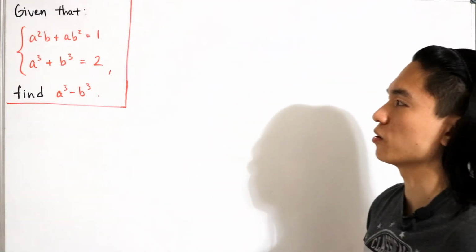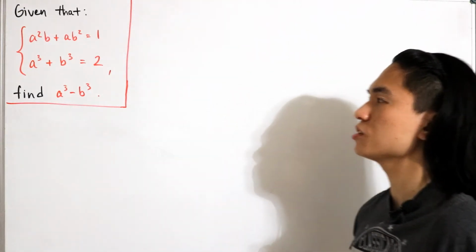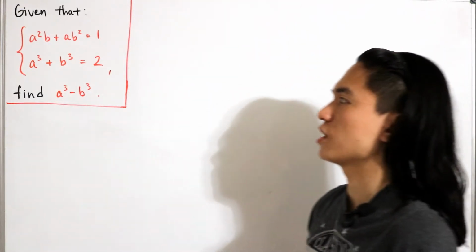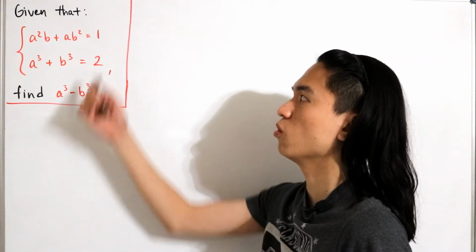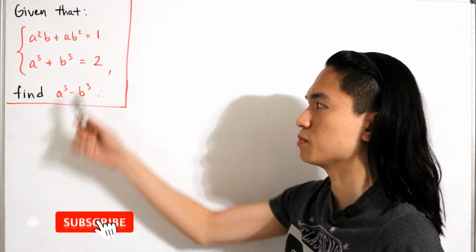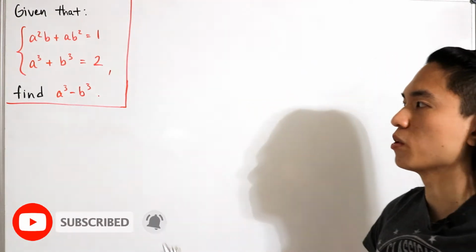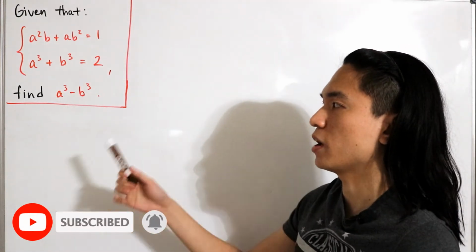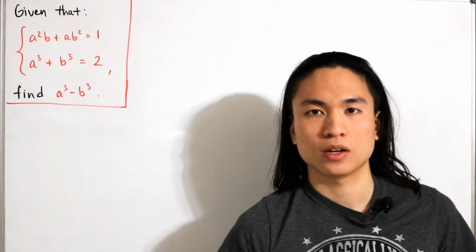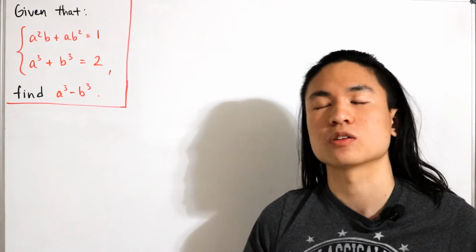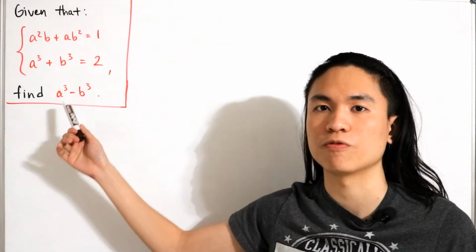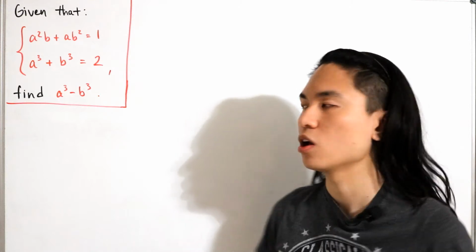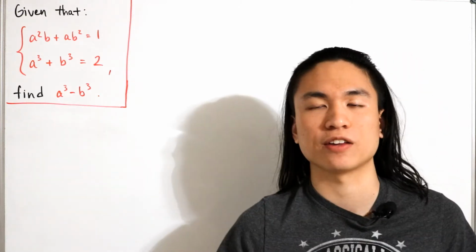So here today we are given a system of equations. It's given to us that a squared times b plus a times b squared is equal to 1, and a cubed plus b cubed is equal to 2. We want to find the difference of a cubed and b cubed. Typically with systems of equations, you would want to solve for the unknown variables, but here this is an expression that we want to find the value of.